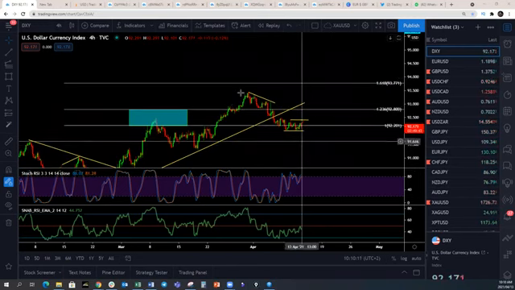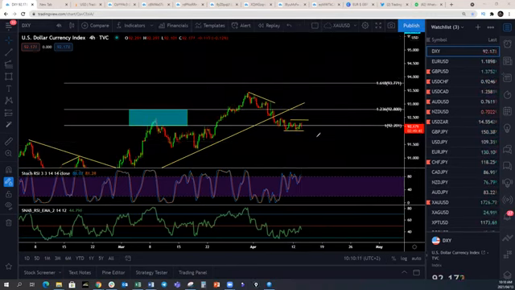All right, so what about the indicators? Are they confirming the structure that we are looking at? This is a corrective structure. The structure is still not complete. We want it to break lower here. The stock RSI is at the top. We are below 50 here. So the indicators are supporting downside here. Okay, so that's what we're looking at on the DXY.